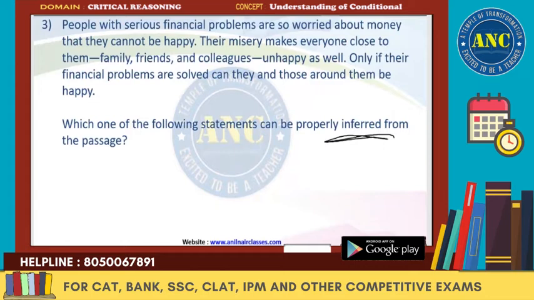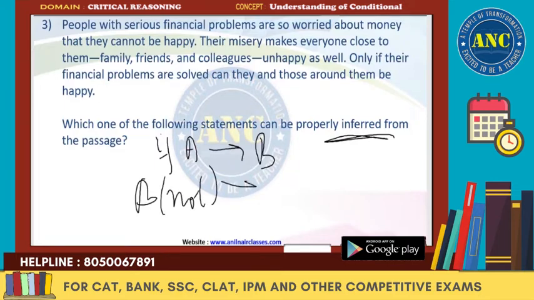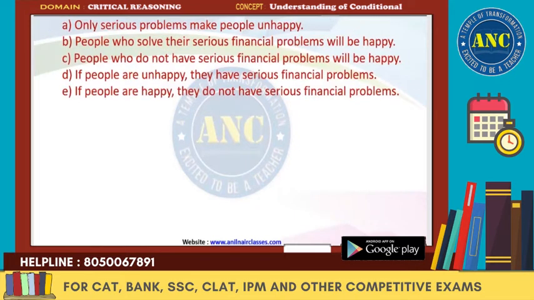So this is the if X then Y pattern. So here, what should it be? If A leads to B, what will that mean? That means not B leads to not A, right? Now if you go back to the options and among these, what will it be?